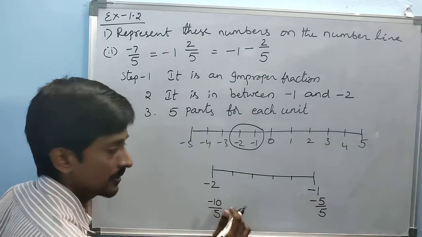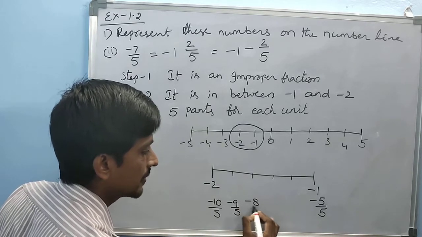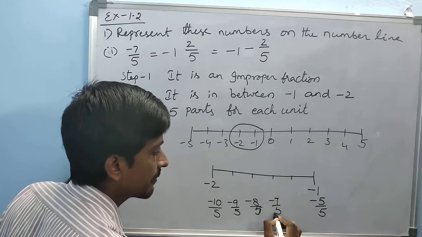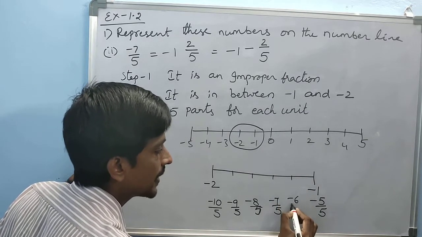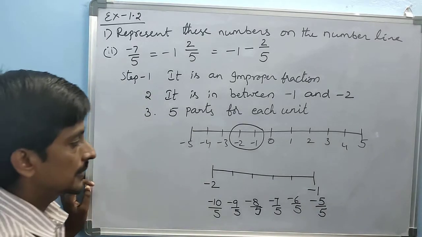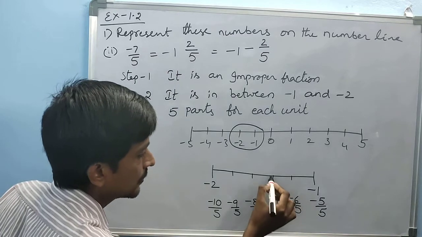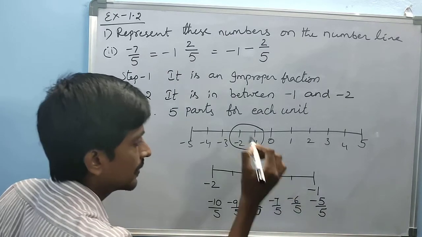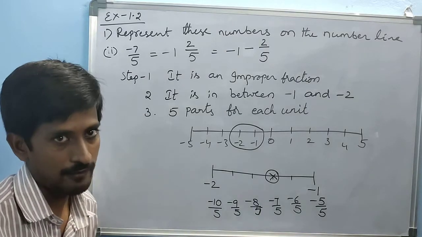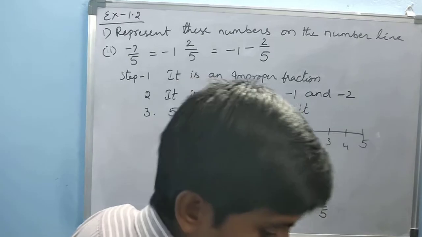What is the next number? Minus 9 by 5. Next number? Minus 8 by 5. Next number? Minus 7 by 5. Next number? Minus 6 by 5. Minus 5 by 5. What is the given number? Minus 7 by 5. So this is what you need: minus 7 by 5. This is the first sum.